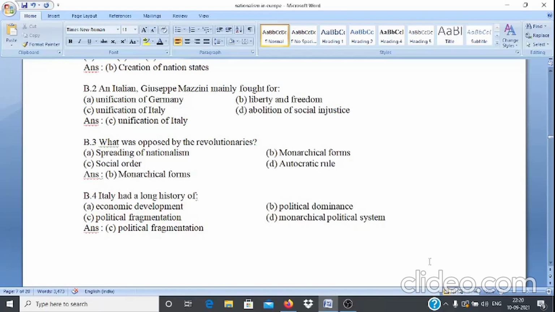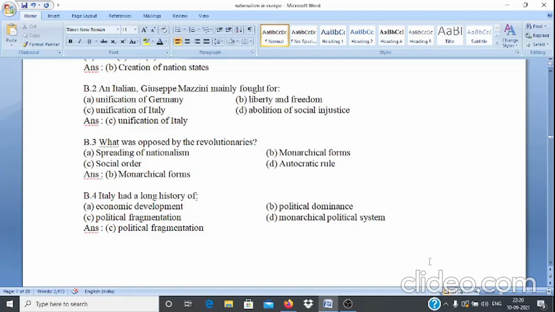Question number 3. What was opposed by the revolutionaries? Options are A. Spreading of nationalism, B. Monarchical form, C. Social order, and D. Autocratic rule. And the answer is B, that is monarchical forms.